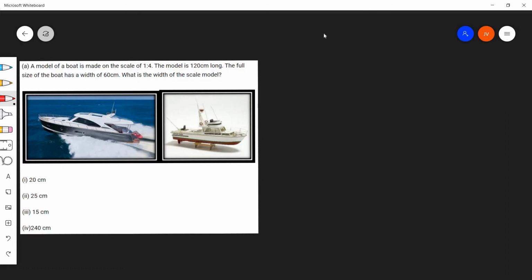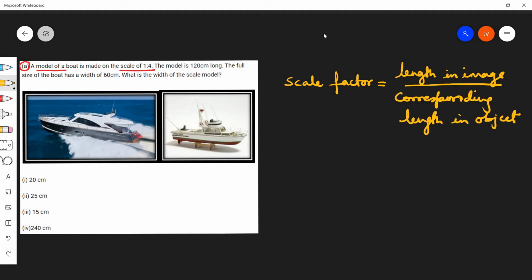Now we see the first question, the first MCQ based on the case study. The question reads, a model of a boat is made on the scale of 1:4. So here we are given the scale factor. Since the scale factor is given, I'm writing the formula for scale factor. The formula for scale factor given in the case study is length in image by corresponding length in object. So in the question they said the scale is 1:4. So here the scale is 1.